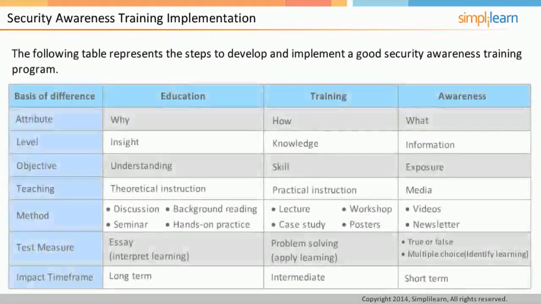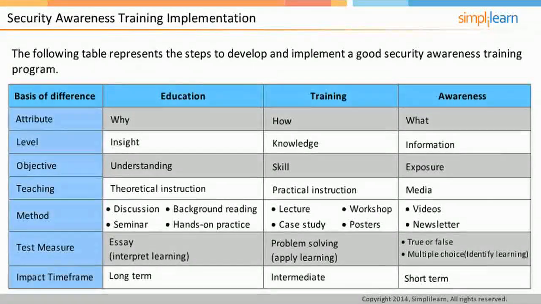For an organization to achieve the desired results of its security program, it must communicate the what, how, and why of security to its employees. The table represents the steps to develop and implement a good security awareness training program. The steps are: identify training requirements within the organization, for example, users, contracts, customers, legal, etc.